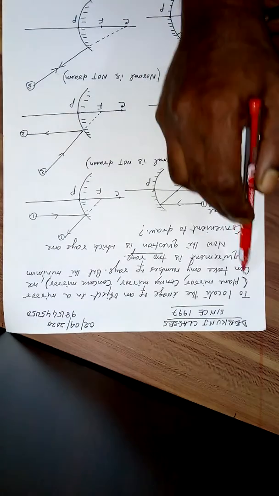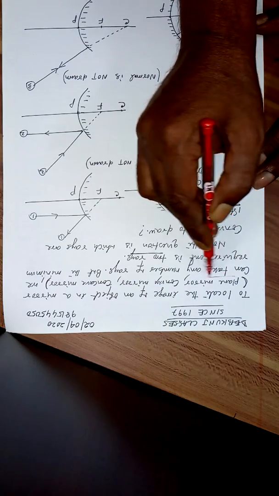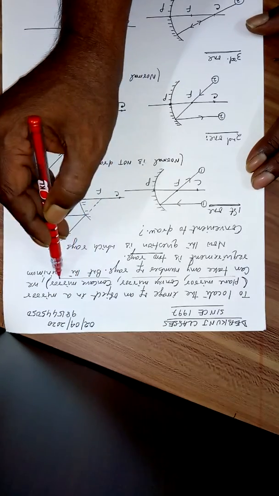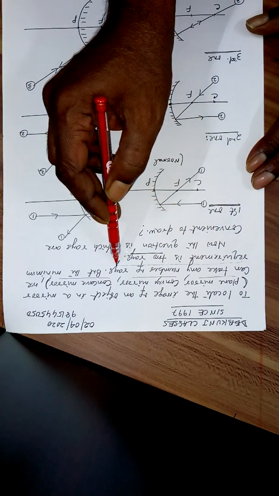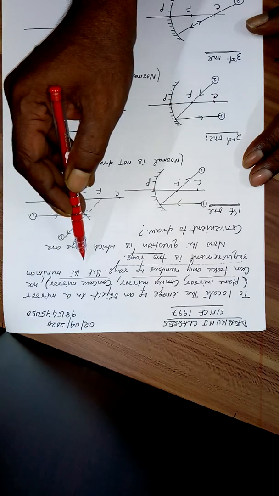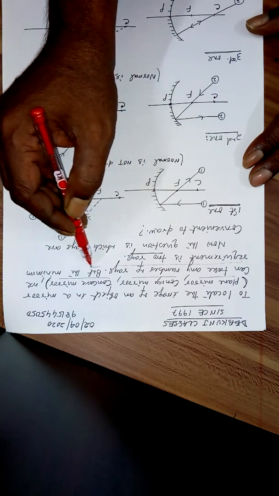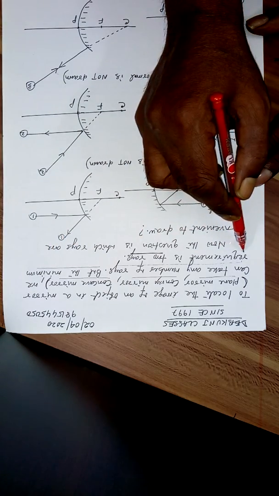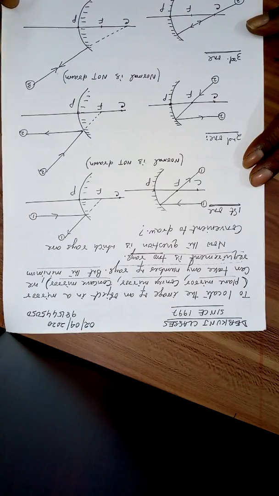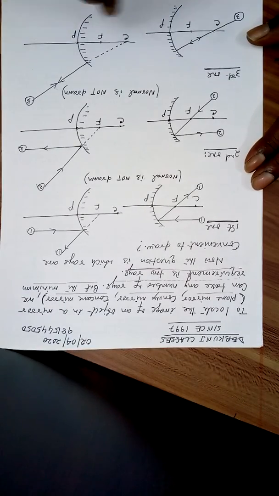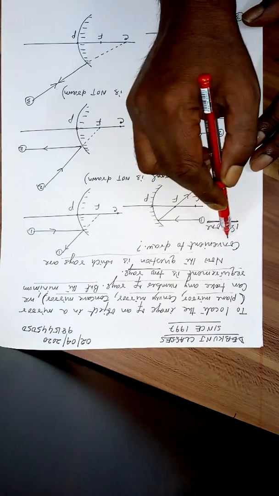Now, to locate the image of an object in a mirror, either a plane mirror, a convex mirror or a concave mirror, we can take any number of rays from the object and make them fall on the mirror and get them reflected to locate the image. But the minimum requirement is 2 rays. By taking 2 rays only, we can find the position of the image. Now the question is, which rays are convenient to draw?